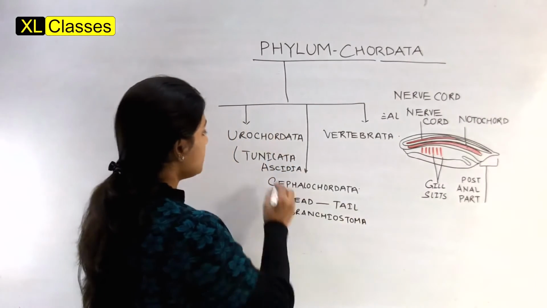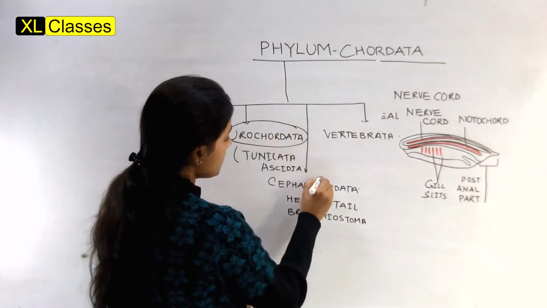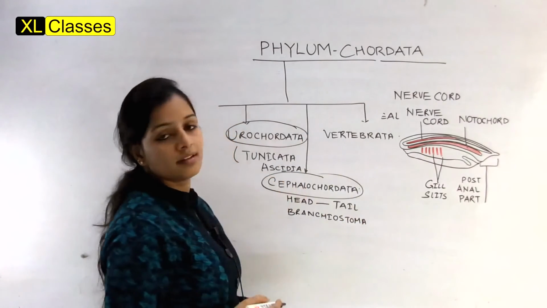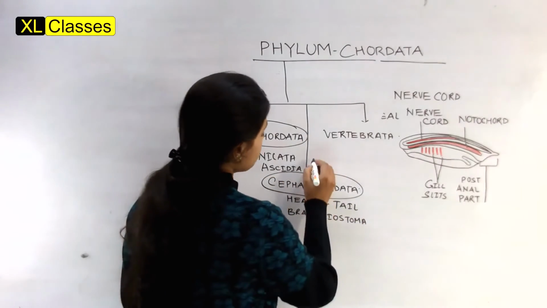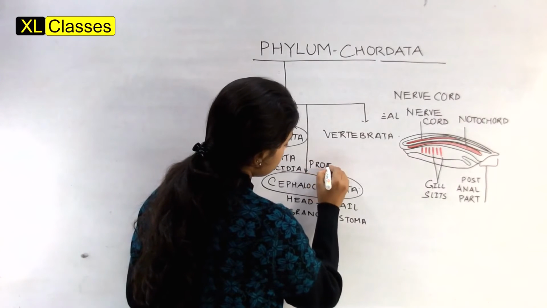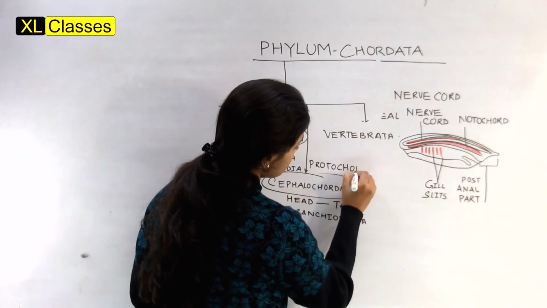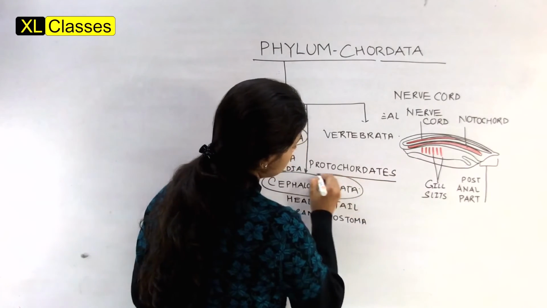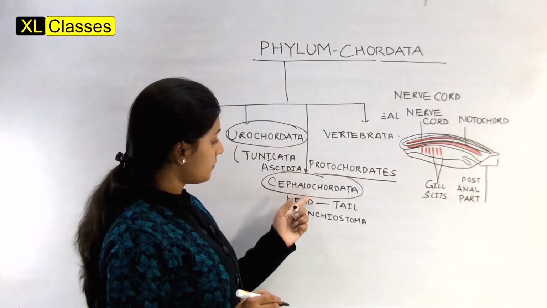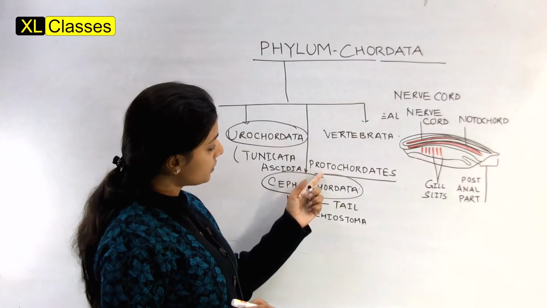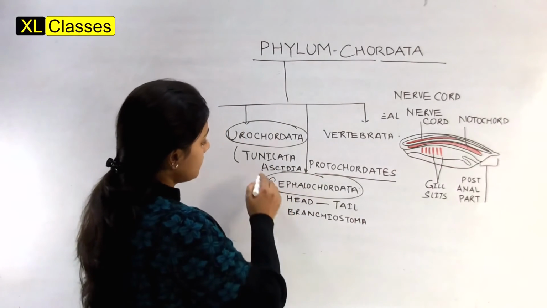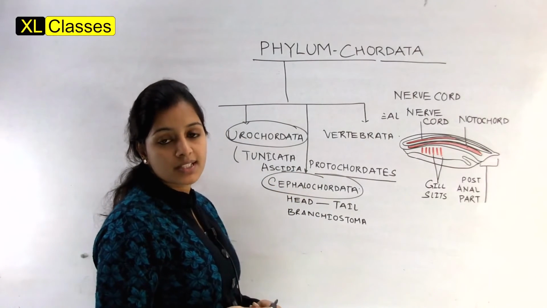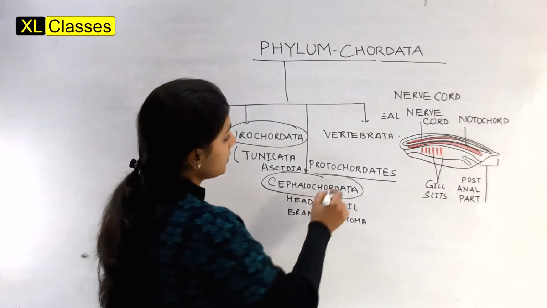Both these subphyla, Urochordata and Cephalochordata, are together referred to as Protochordata or protochordates. Both of them have a notochord present but in different stages of life.